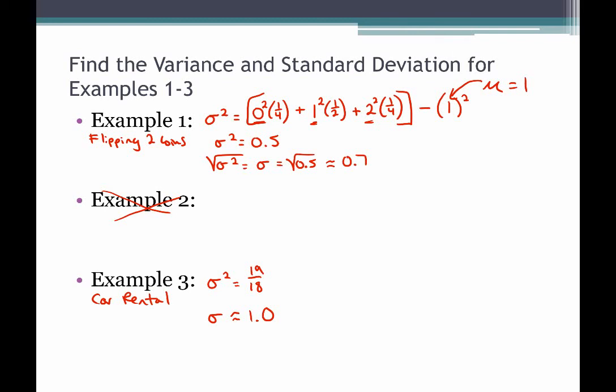And the mean, let me just write that back up here. The mean was 5/3 for that example. We just found that just a few minutes ago. The mean is 5/3. Don't forget to subtract it. Don't forget to square it before you subtract it.